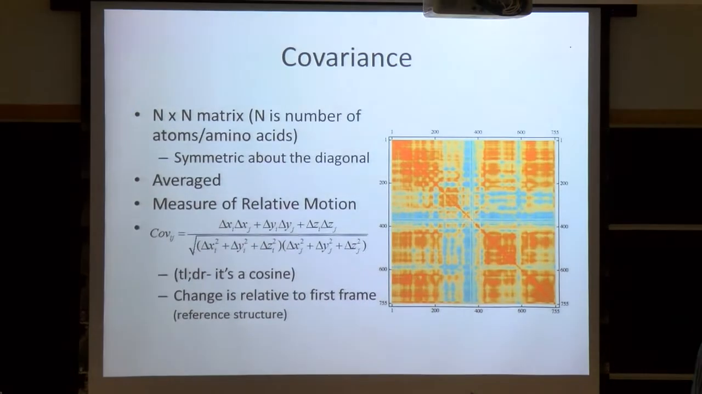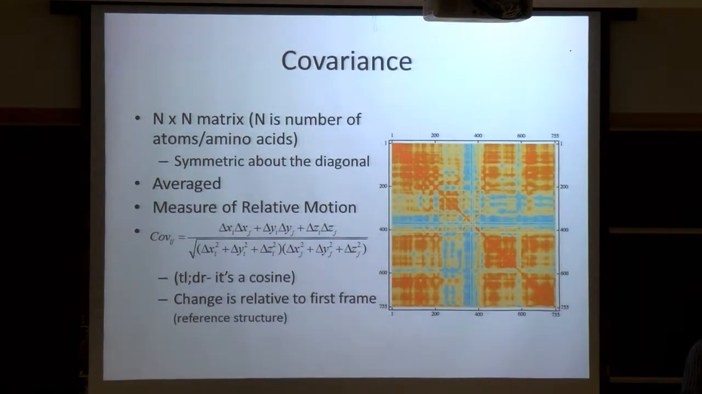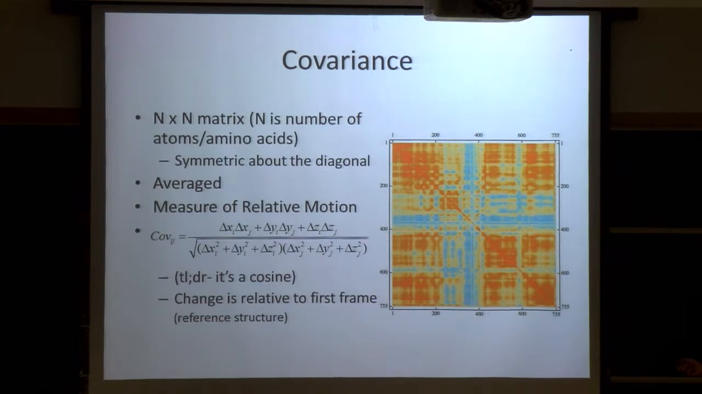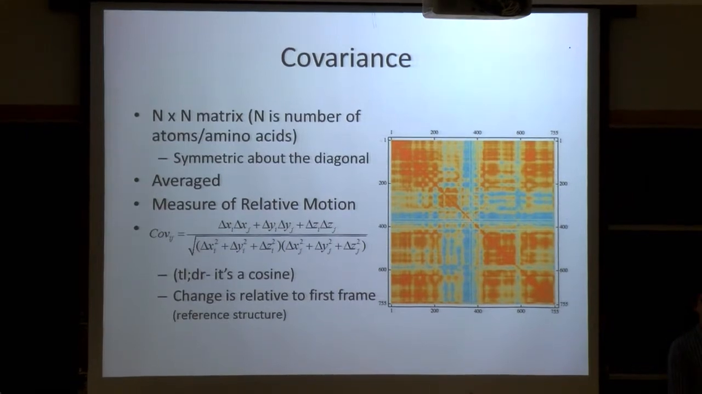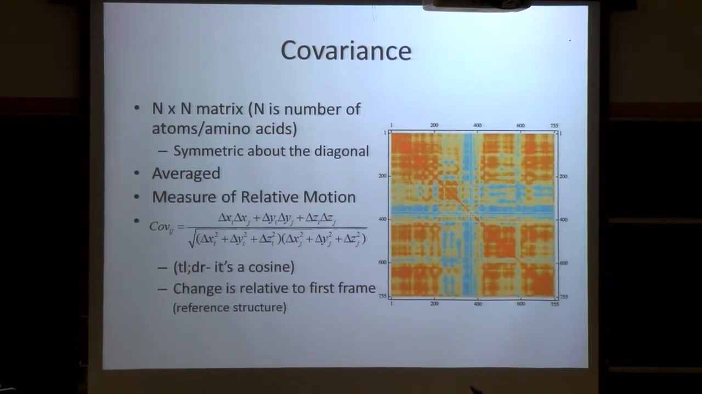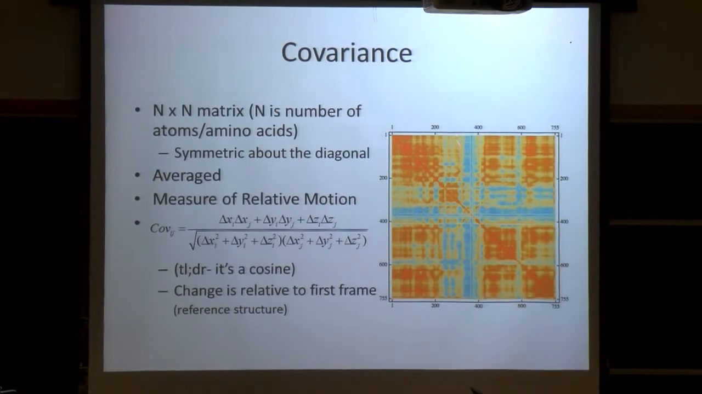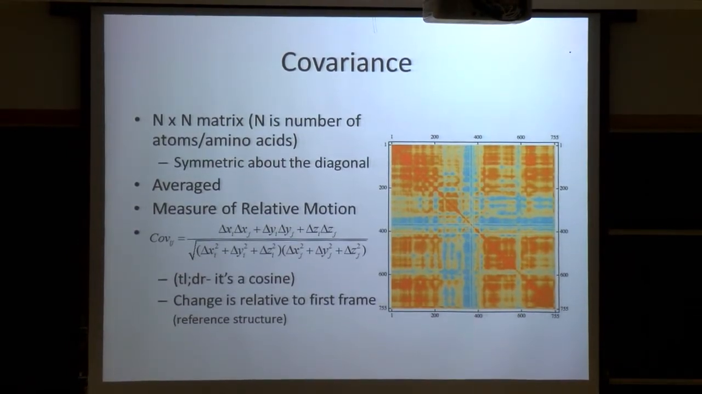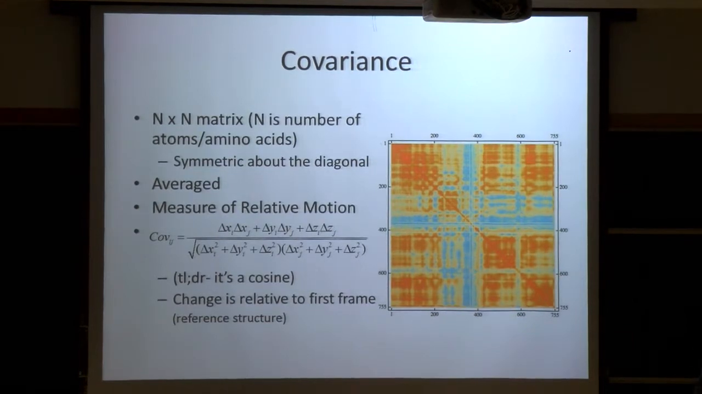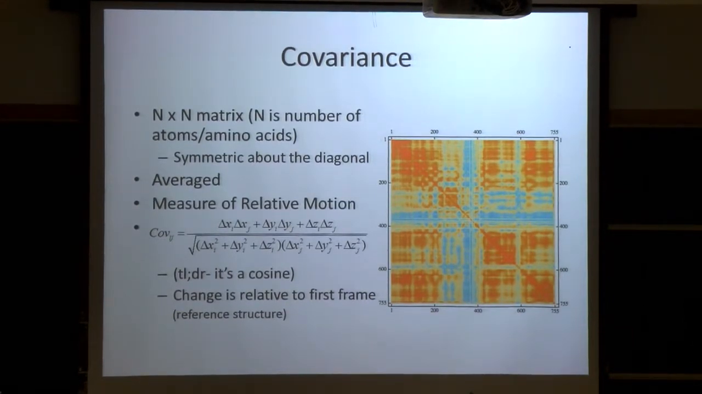One of the big things that we do is called covariance. It's an n by n matrix, where n is the number of amino acids, and it shows the relationship between the different amino acids in the protein, how they move relative to each other. Orange means they're moving apart from each other, blue means they're moving towards each other, and white means they move with each other, in the same direction. You can see it's symmetric about the diagonal. The relationship between 200 and 400 should be the same as between 400 and 200.